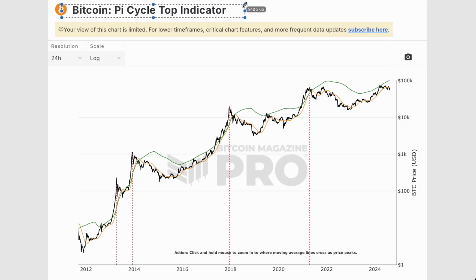Whenever we look at the pi cycle top indicator for Bitcoin, whenever we see the crossover of these two pi cycle moving averages, we tend to see a bull market peak occur. As you can see, the bull market peak is nowhere close because these two moving averages are diverging from one another.